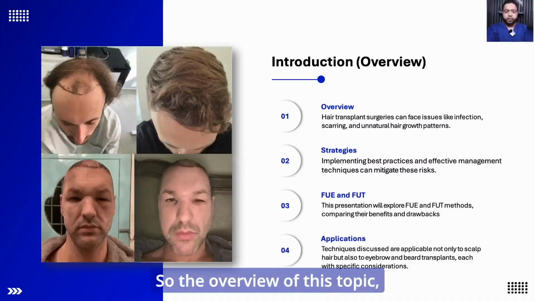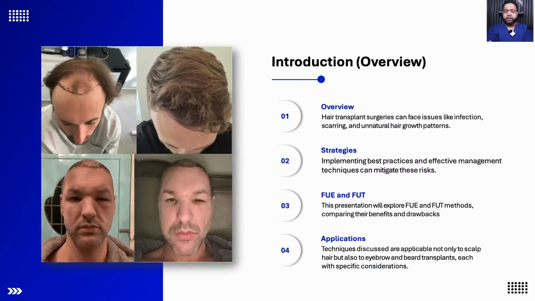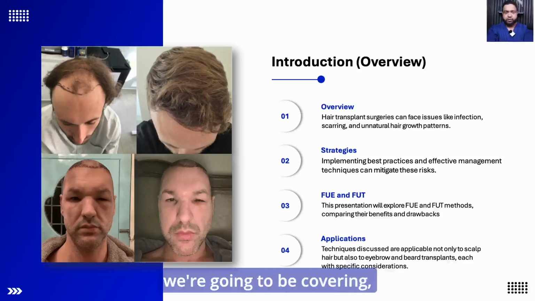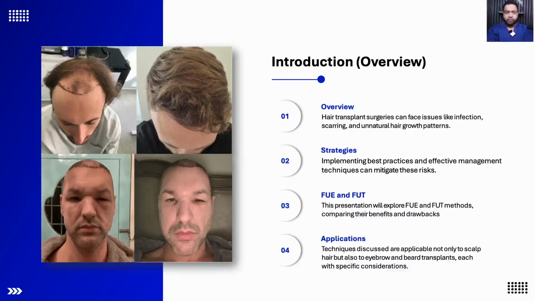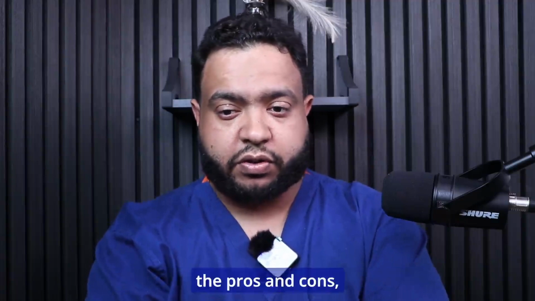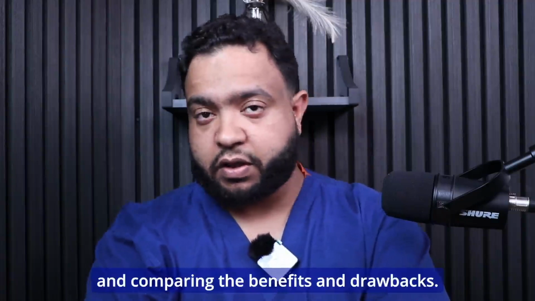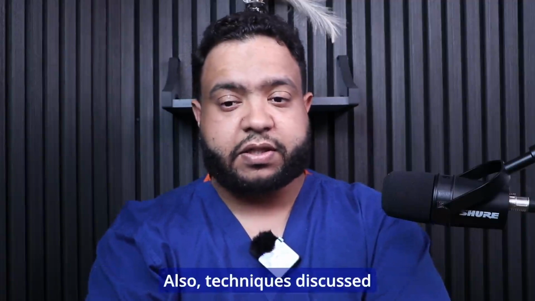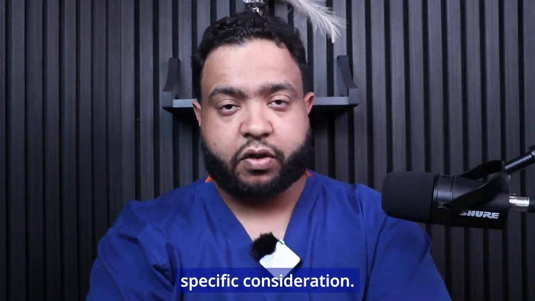So the overview of this topic, we're going to be covering hair transplant surgeries and the effects like infections, scarring, unnatural hair growth. These are the main topics we're going to be covering, both in beards as well as eyebrows, both again in FUE and FUT. We're also going to be studying strategies, so that means implementing best practices and effective management techniques in mitigating these risks. We're going to discuss FUE and FUT, the pros and cons, comparing the benefits and drawbacks. Also, the techniques discussed are applicable not only to hair, but also to eyebrows and beards, with each specific consideration.